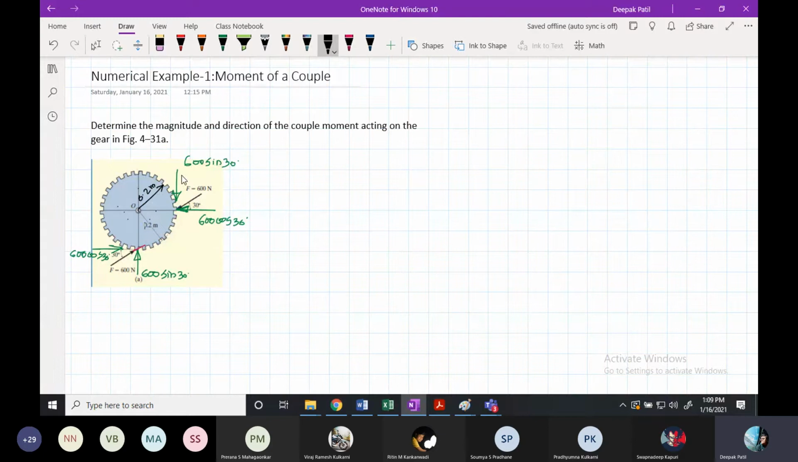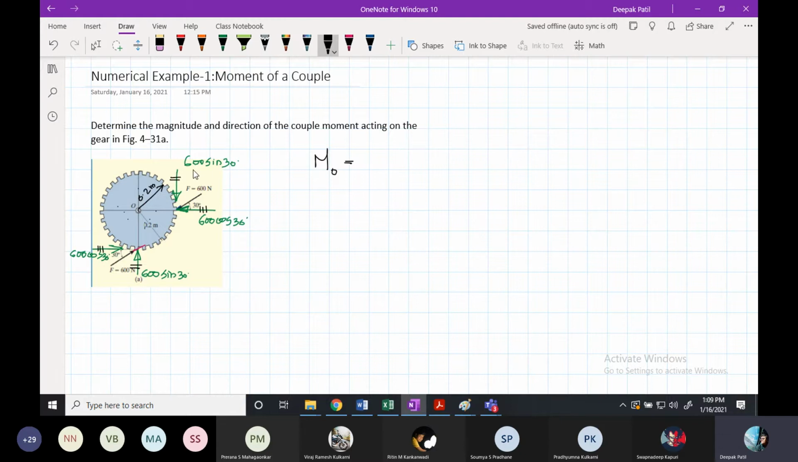So which forces will form a couple here? Now this force and this force will form a couple because they are of the same magnitude, parallel to each other but opposite in direction, and these forces will form a couple. So there are two couples actually. I want to find the net moment at point O. So let me find that. I will take it as MO.